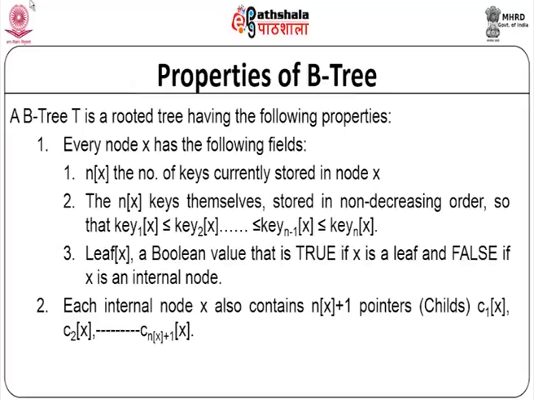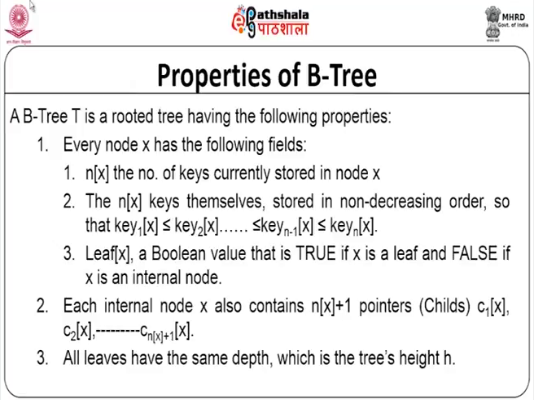So, this is the concept of a B tree, where each node has the following properties. All leaves have the same depth, which is the tree's height. This is again the same property that we discussed in 2, 3, 4 trees, generalized. So, all the leaves of the B tree will be at the same level and that will be the height of the tree.